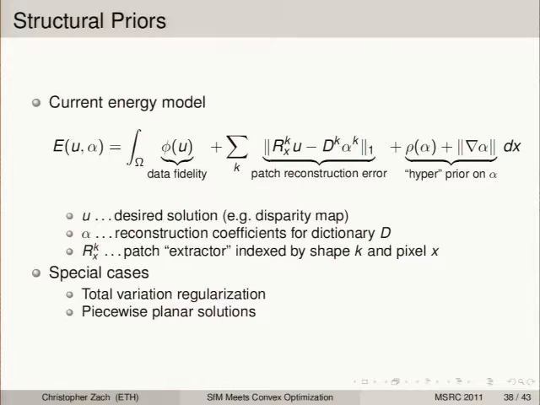And the current model I tried. I'm not completely happy with it, but it's a first try. It's something that looks very much like sparsity. So the unknown U is the one you're really interested in. Depending on your particular problem, you have some data fidelity term, which might be some matching cost term or some approximation term.